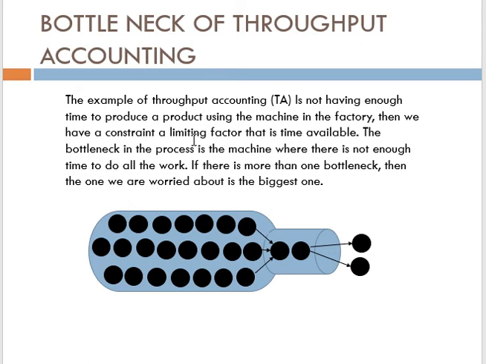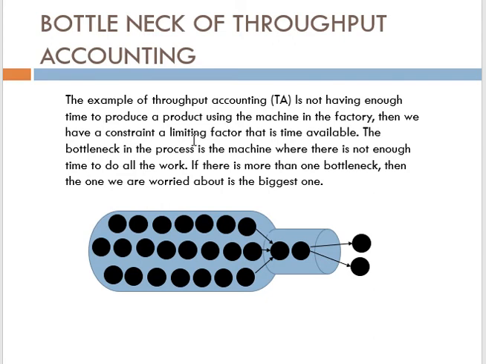So the bottleneck in the process is the machine, where there is not enough time to do all the work. So if there is more than one bottleneck, then the one we are worried about is the biggest one. So when I speak about the bottleneck, it is the constraint, or it is the point that gives a stoppage for a product to be produced at the required quantity. So the organization should look into what the constraint is and solve it. That is known as throughput accounting. So we will be learning how to solve it.